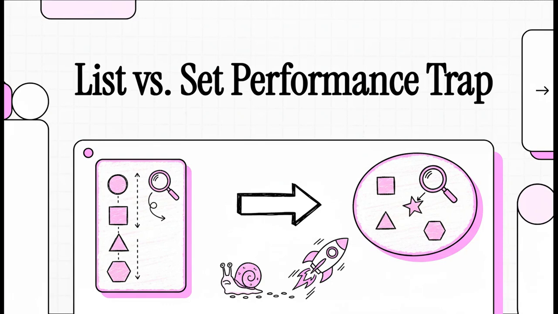Okay, let's talk about a silent killer in your code. Seriously, it's this little performance trap that is so common, I bet you've written it a dozen times without even realizing it. It all comes down to the hidden battle between a list and a set, and today we're going to drag it out into the light.